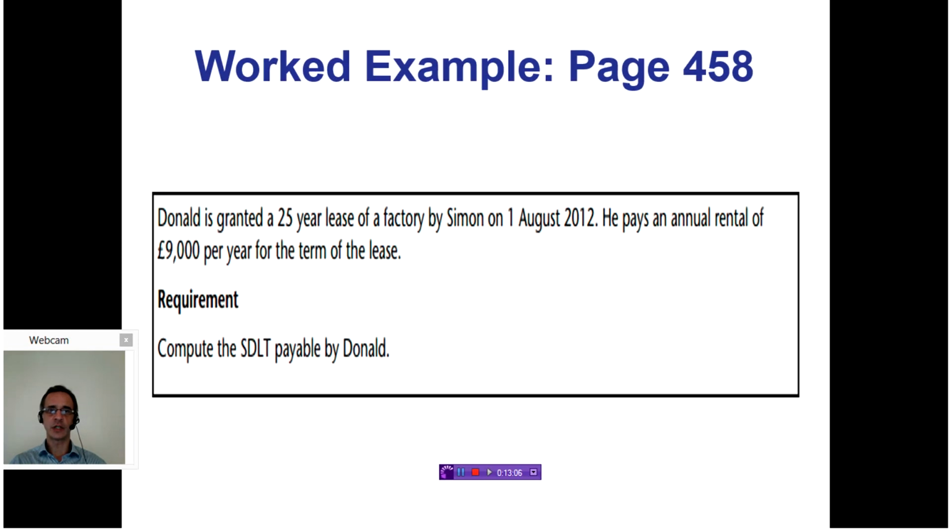Okay, so let's look at a quick example here. We've got the 25-year lease. We have an annual rental of £9,000. So how would we compute the stamp duty land tax? Well, really what we would do is to say, well, what's the net present value? And as I've said, for your purposes, it's just simply multiplying the length of years by the rental per year. And then we have the value, then we're looking to apply that to the bands within the tables and look at the percentage, most likely 1%.